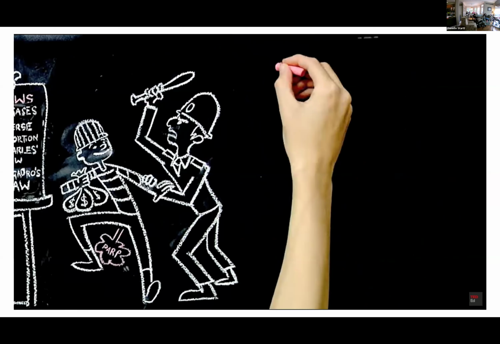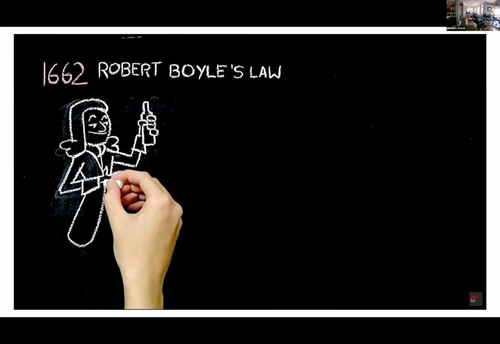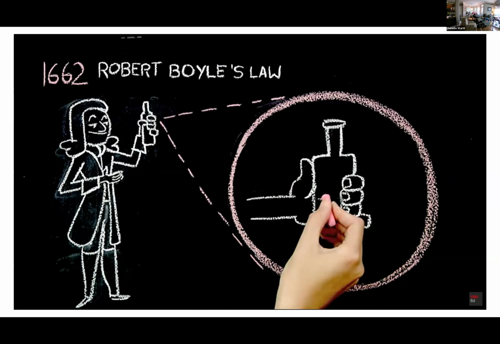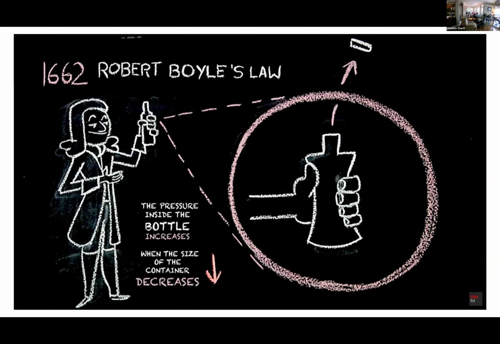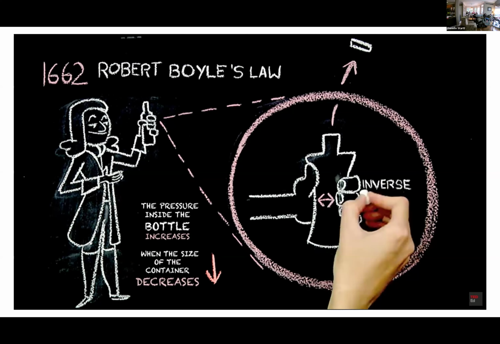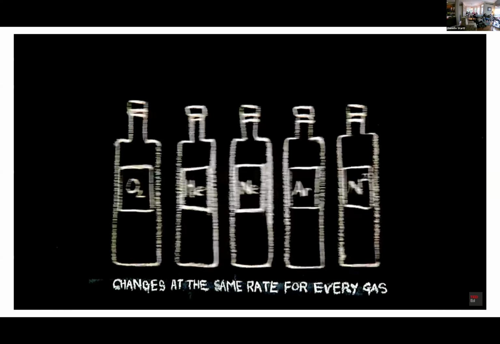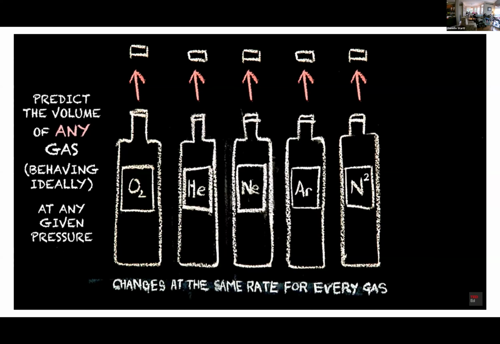Back in 1662, Robert Boyle realized that gases had an interesting response when he put them into containers and changed their volume. Take an empty bottle and put the cap on it, closing that container. Now squeeze your bottle. And what happens? The pressure inside the bottle increases when the size of the container decreases. You can only crush that container so much until the gases inside push back on your hand. This is called an inverse proportion, and it changes at the same rate for every gas. Boyle's law allows chemists to predict the volume of any gas at any given pressure because the relationship is always the same.